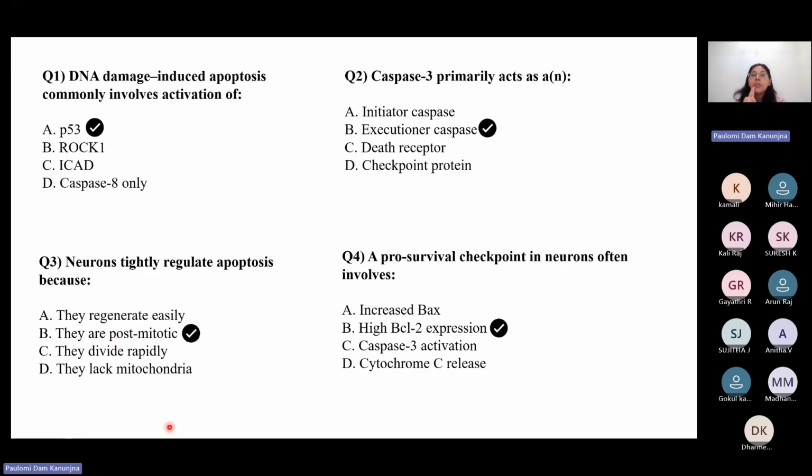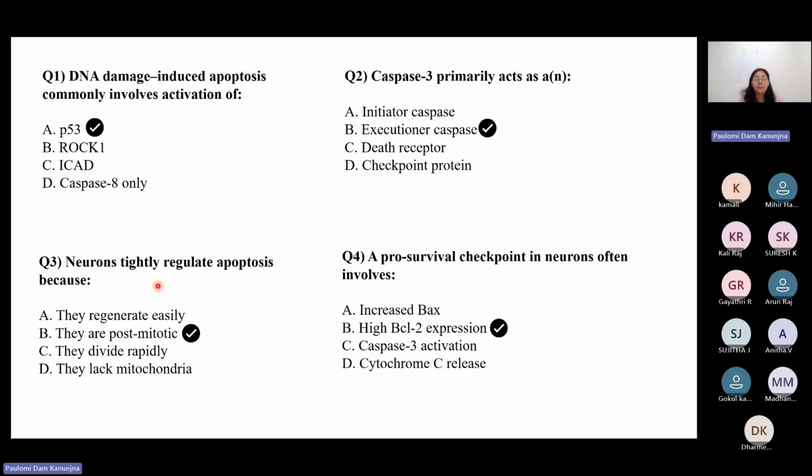So DNA damage induced apoptosis is P53. The other ones basically come after, in the later steps of apoptosis. Caspase 3, as we know, is an executioner caspase that acts after caspase 8 from the extrinsic pathway or caspase 9 from the intrinsic pathway.